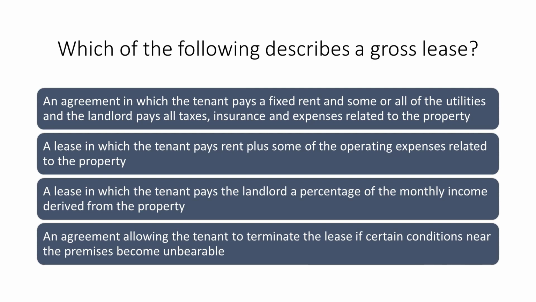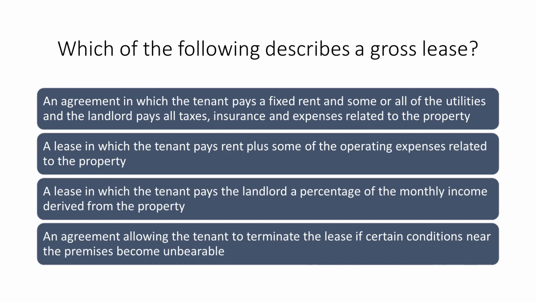A. An agreement in which the tenant pays a fixed rent and some or all the utilities, and the landlord pays all taxes, insurance, and expenses related to the property. B. A lease in which the tenant pays rent plus some or all the operating expenses related to the property. C. A lease in which the tenant pays the landlord a percentage of the monthly income derived from the property. Or D. An agreement allowing the tenant to terminate the lease if certain conditions near the premises become unbearable.